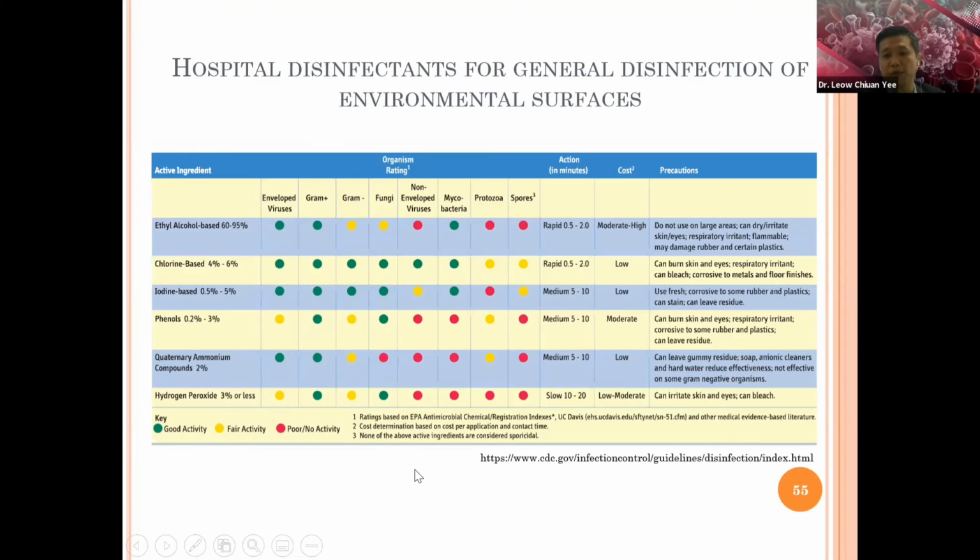But one thing before we purchase, of course, we need to get it from a reliable company that can give us the MSDS and the instructions. All right.